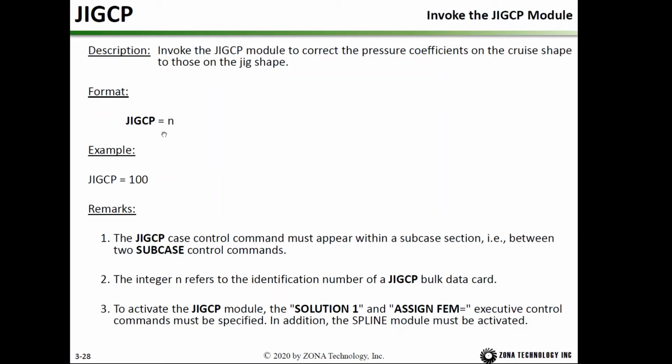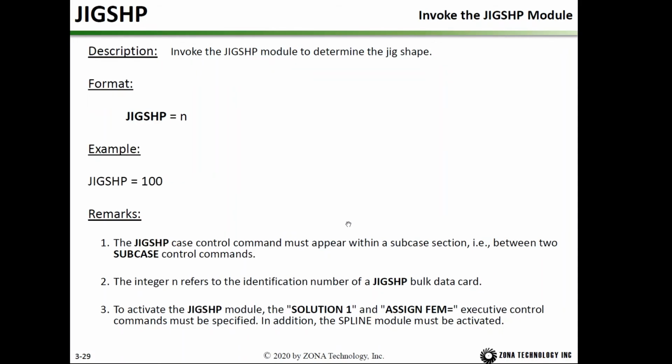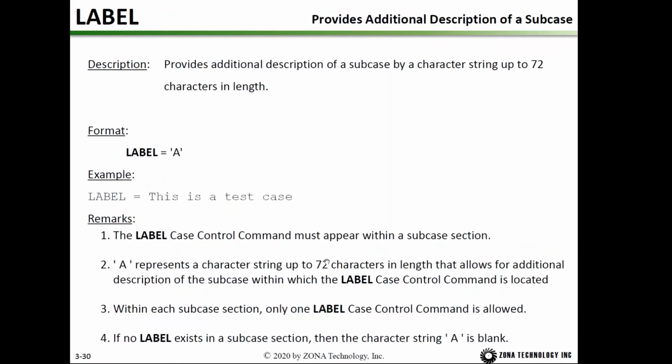So you have a GECP equal to n, then you have to have a GECP bulk data card in the bulk data section. And GECP invokes the GECP module to determine the GECP. Then you say GECP equal to n, and you have to have a GECP bulk data card in the bulk data section. And label, you provide additional description of the subcase.